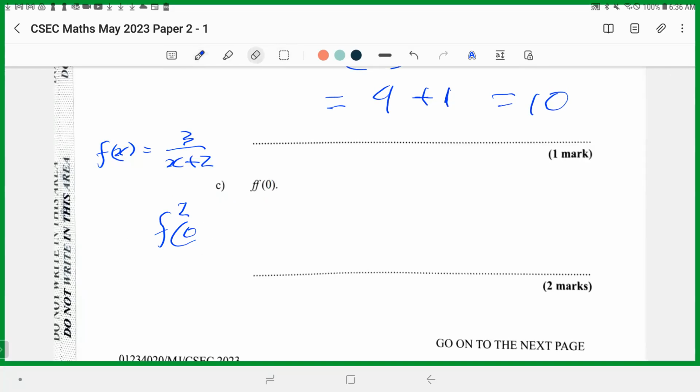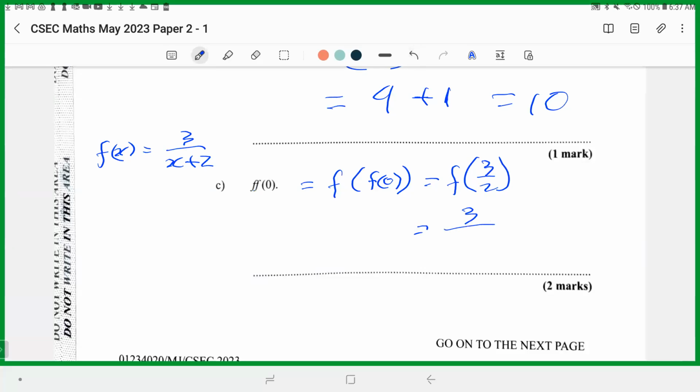F of f of 0 means doing f of 0 first. So it's the same as f of f of 0. And f of 0 means that they put in 0 for the x right there. So it will become f of 3 over 2 if you put 0 here. And then f of 3 over 2 now, let's try that bit, means that you put in 3 over 2 for the x right there. So then that would now become 3 over 2 plus 2. Where this x is, you put in 3 over 2 there now.